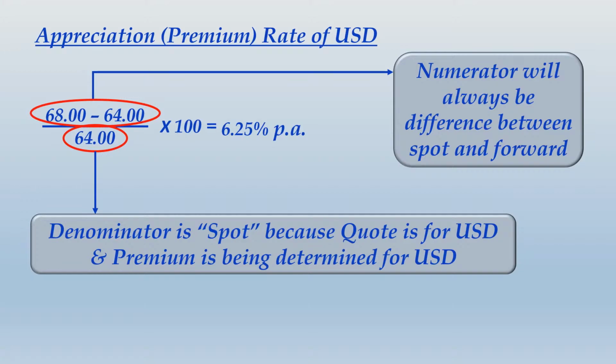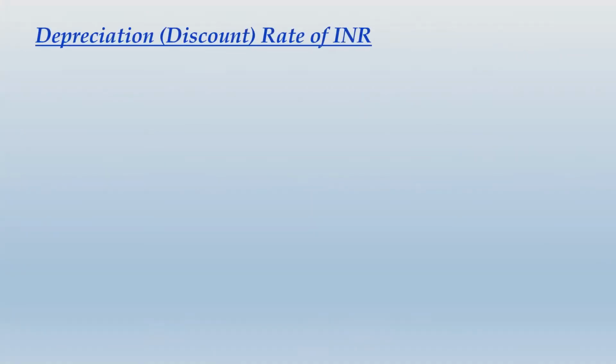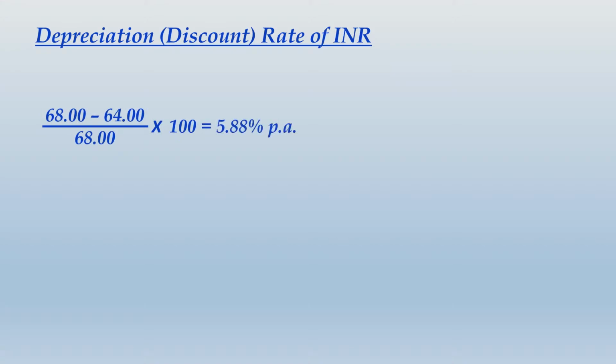Alright friends, you would have taken note of this. Now let me show you how to compute the discount rate of INR. In order to compute the depreciation rate or discount rate of INR, the numerator won't change, the numerator will remain the same, but the denominator this time will be 68 and the correct answer is 5.88% per annum.